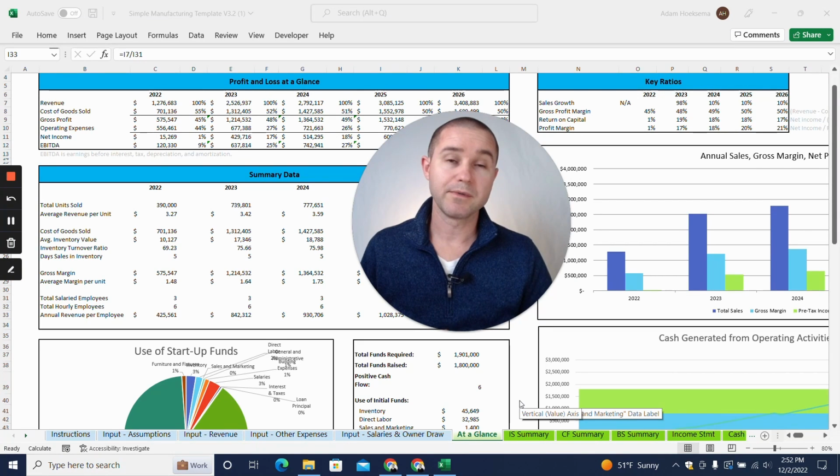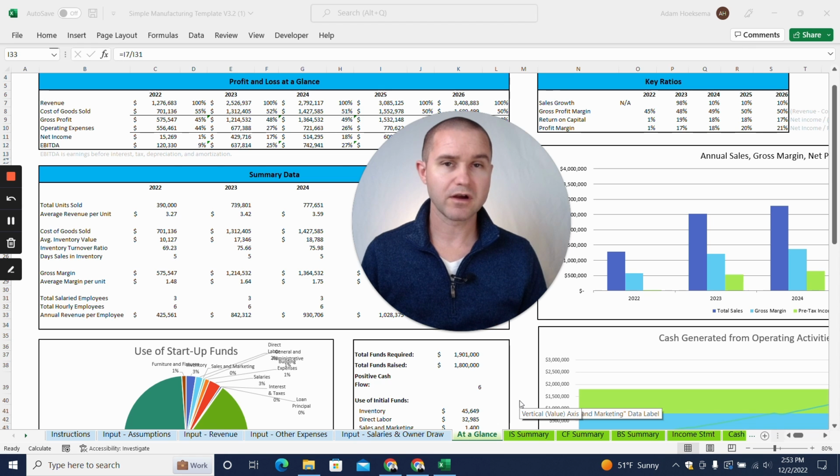Hey, if you're looking to start or grow a manufacturing business and a potential investor or lender has asked you for a set of financial projections, then you've come to the right place, because we have built a financial projection spreadsheet template built specifically for manufacturing businesses. And we actually have a couple different variations of our manufacturing template.